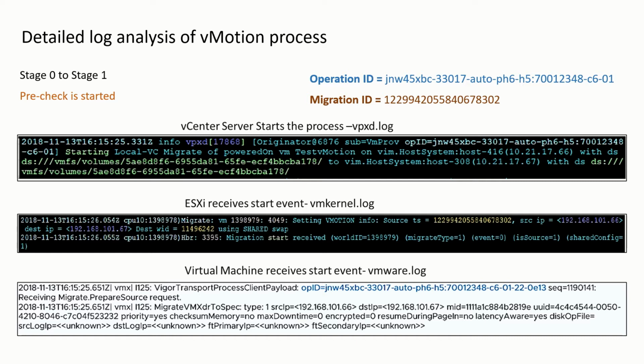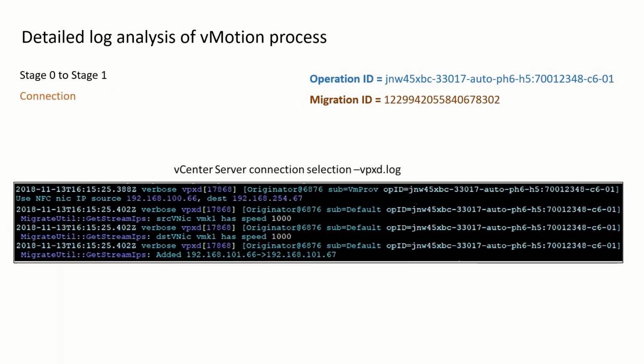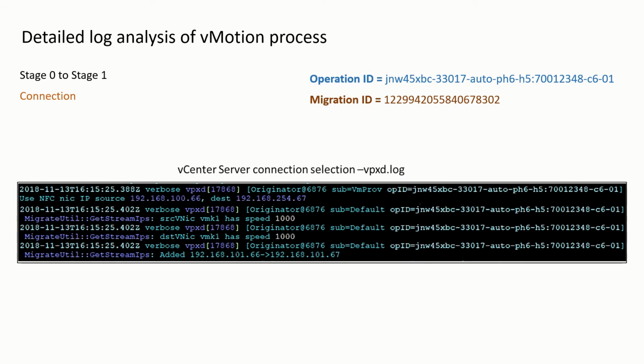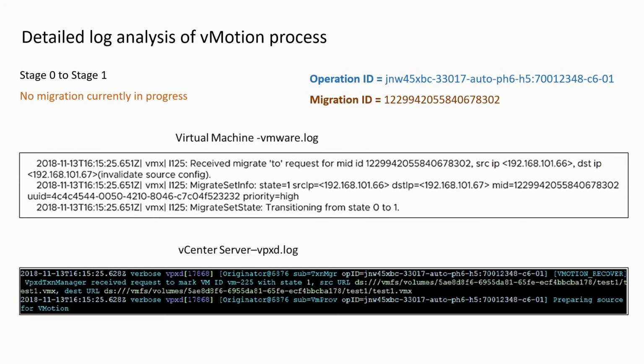Furthermore, the VM kernel logs of the ESXi host show that the ESXi is receiving a migration event. In addition to that, the virtual machine log, which is vmware.log, shows that VMX receives a migration request with the required details. Apart from that, the network MTU and network functionality checks are performed in this state. No migration is performed yet. VMX receives the migrate-to message and transitions from state 0 to state 1. State 1 to state 2.